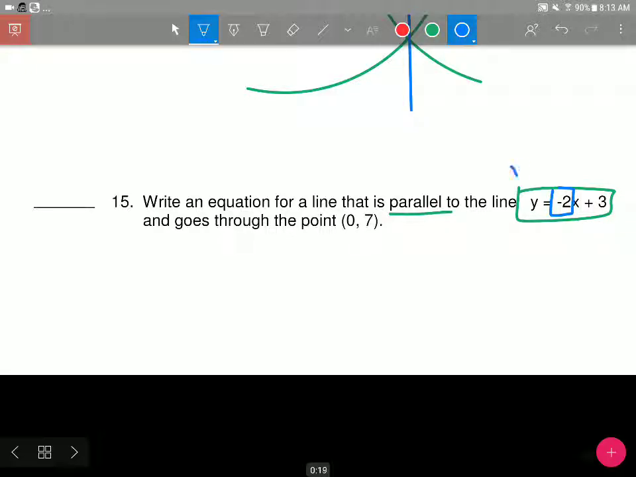Remember, it's y equals mx plus b. That is your slope. So I want a slope of negative 2. I just need to find my b value. Okay, there's two ways of doing this. There's the way I do it, and then there's a way that some people like better, and that's fine.